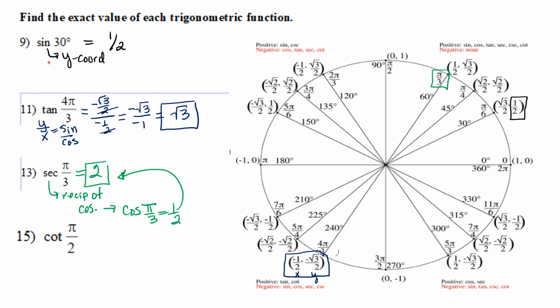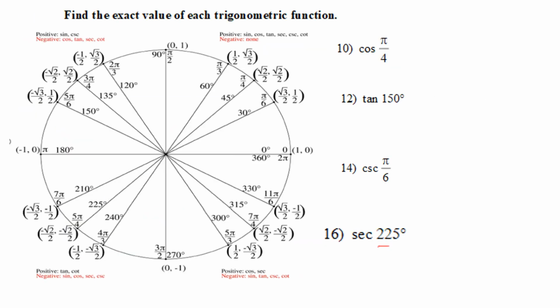And last but not least, for our odd examples, we are doing cotangent of pi over 2. Pi over 2 is the same as 90 degrees, so we are up here at our quadrantal angle. And cotangent you can remember as cosine over sine, or the x coordinate divided by the y coordinate. So the x coordinate of pi over 2 is 0, the y coordinate is 1, so 0 divided by anything would just give me 0. So the value of cotangent at pi over 2 is 0.